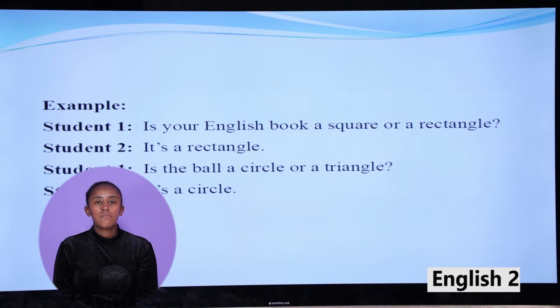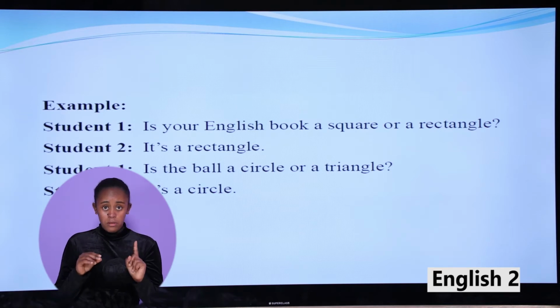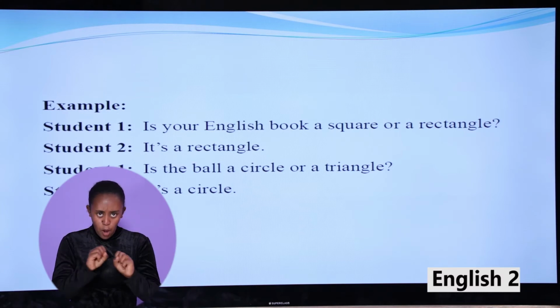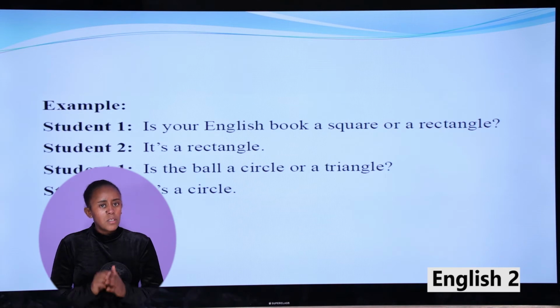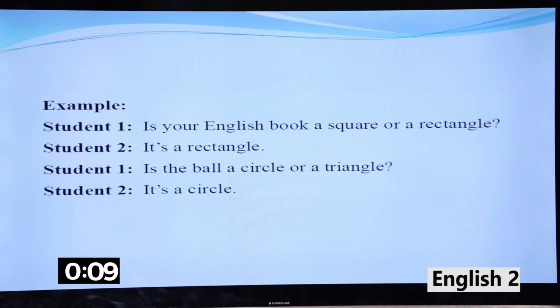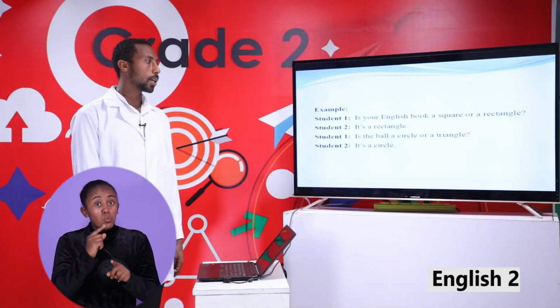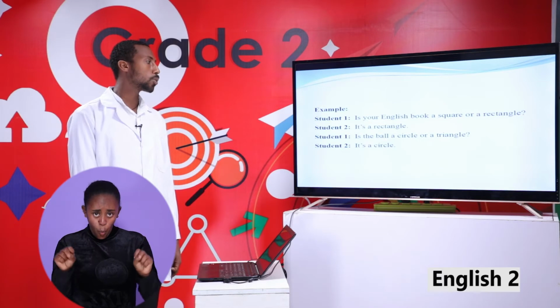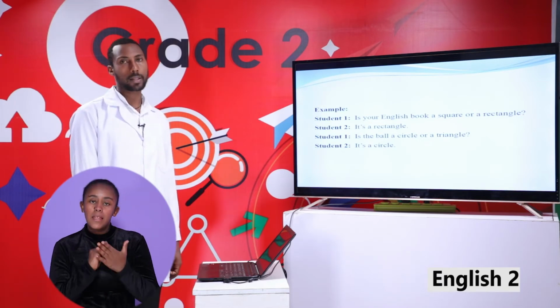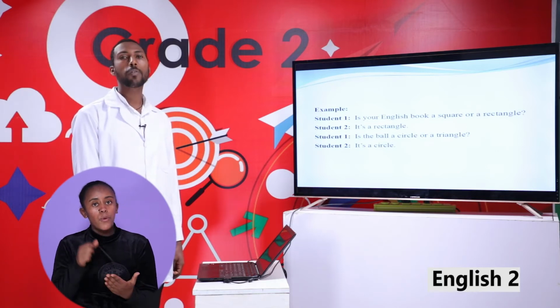Students, look at this example in the following table. The first one is, student 1: is your English book a square or a rectangle? Students, please say this sentence after me: is your English book a square or a rectangle? I give you 10 seconds to say this sentence. Thank you. Student 2 has a response here: it is a rectangle. So he tells the shape of his English book.